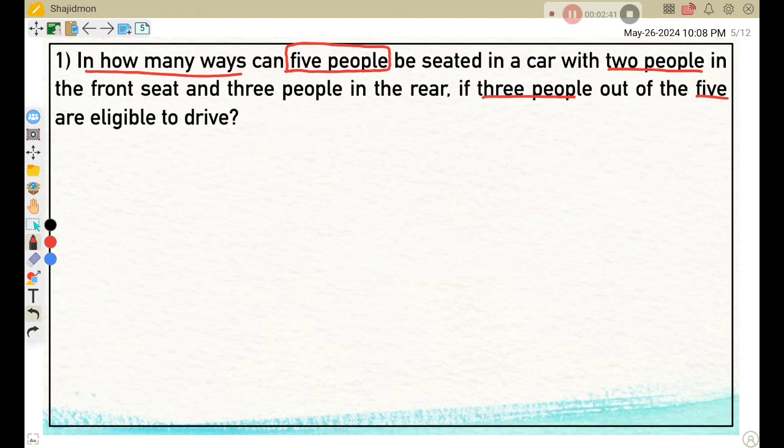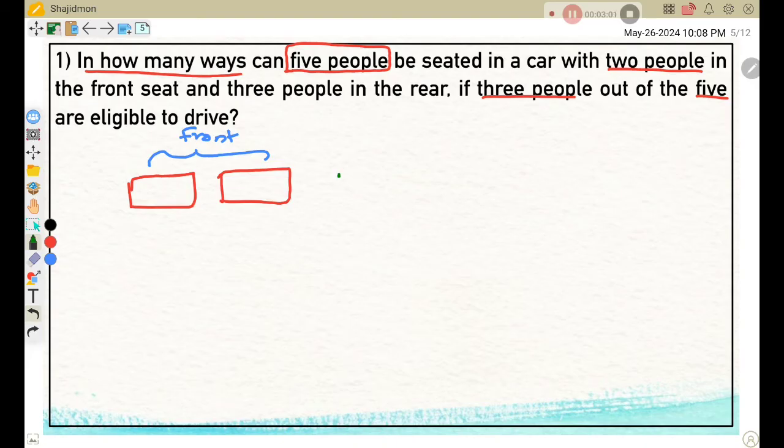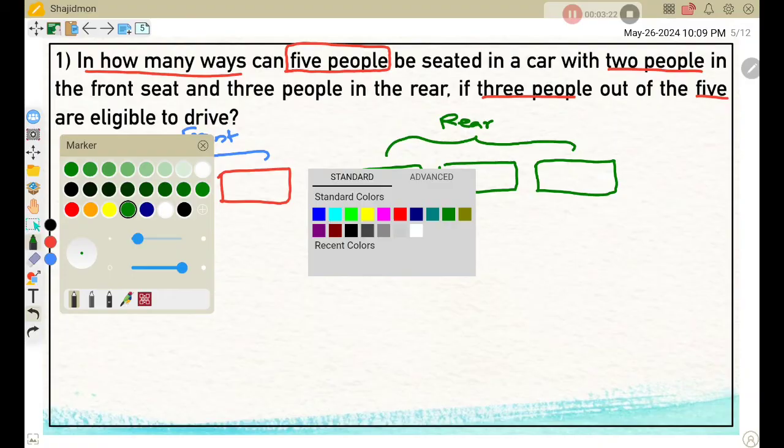So as per the question, we have 5 people. Keep in your mind, we have 5 people. So we have 2 seats on the front side. I am just representing them by boxes. So these 2 seats, for example, are the front seats. Now another 3 seats we have on the back side. So this is the first, this is the second, and this is the third seat from the back side. These seats I am writing as the rear seats or back seats. Now we will go to that question and answer it here.